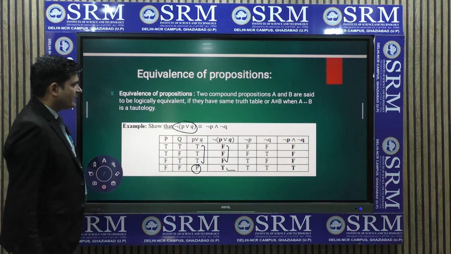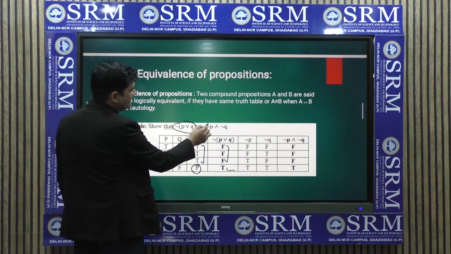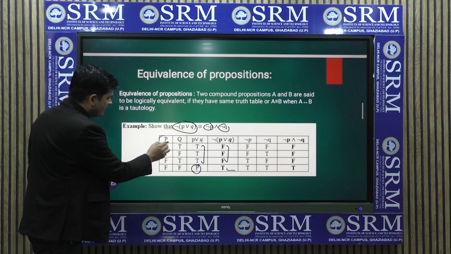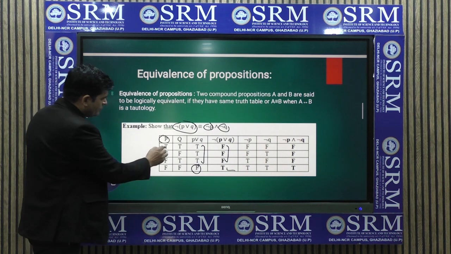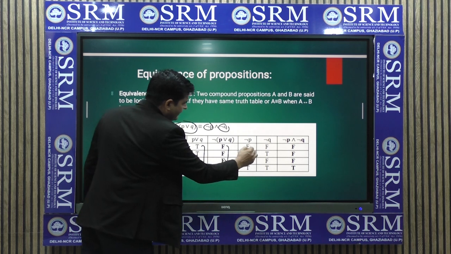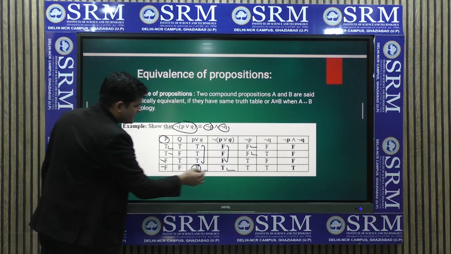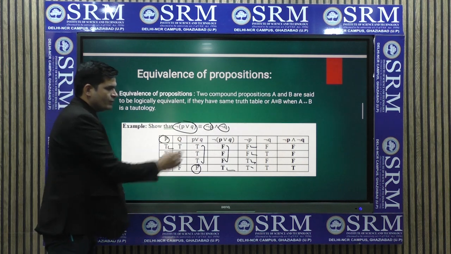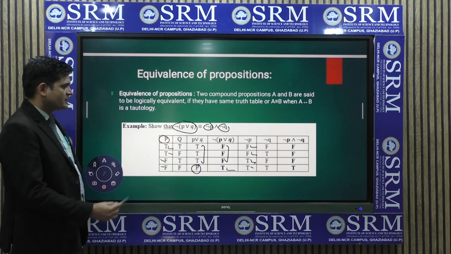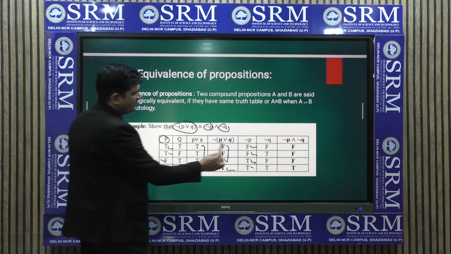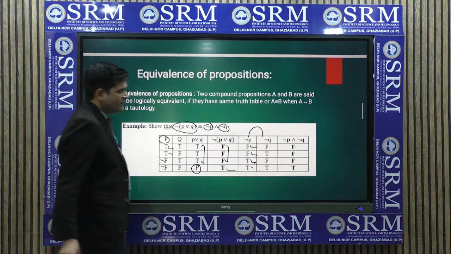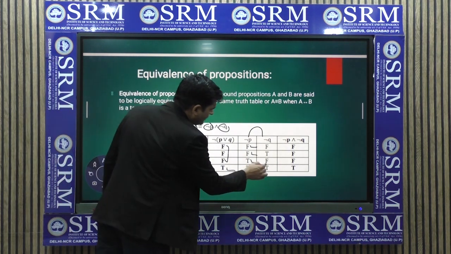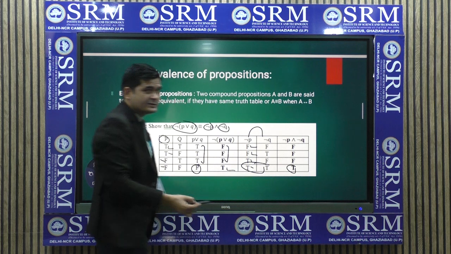Then I will find out the right hand side. First I will calculate the negation of P and the negation of Q. What is my P here? I will take the negation of P, so true, true becomes false, false, and false, false becomes true, true. Similarly, I will find out the negation of Q. Then I will take the conjunction of these two. In conjunction, if both the statements are true, then it is true, otherwise it is false.